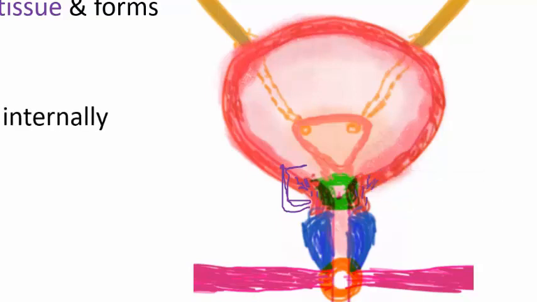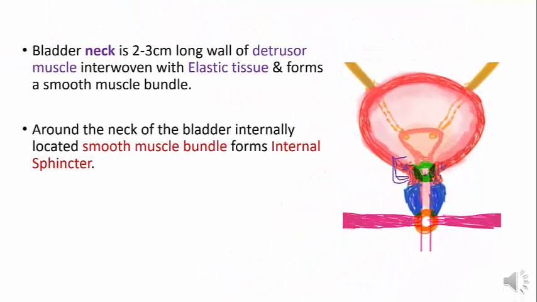So this is the internal sphincter, a smooth muscle bundle in the neck region, and it is tonically contracted all the time and prevents the passage of urine. Only at the time of micturition, or when the pressure rises above the critical level, does it open. So all the time it is tonically closed, and at the time of urination it only opens.